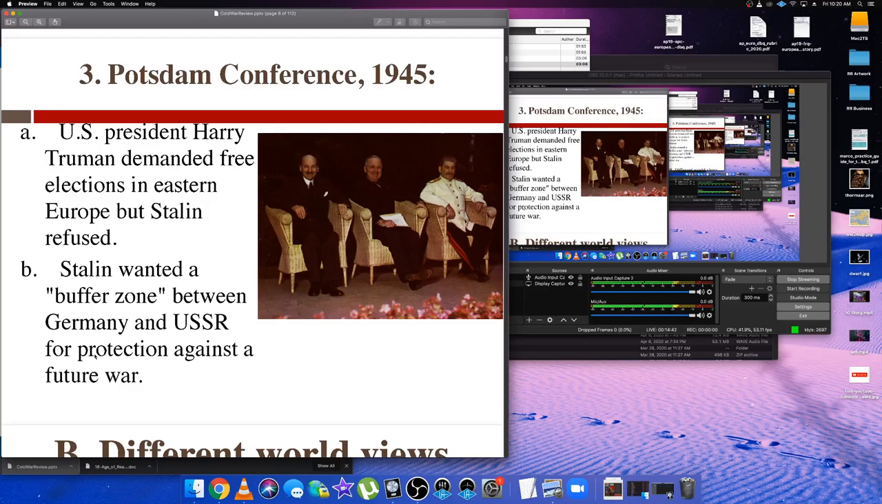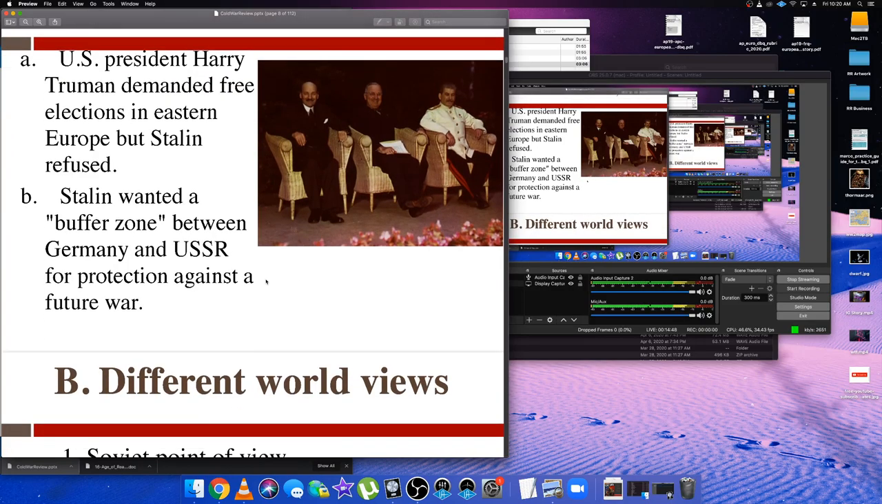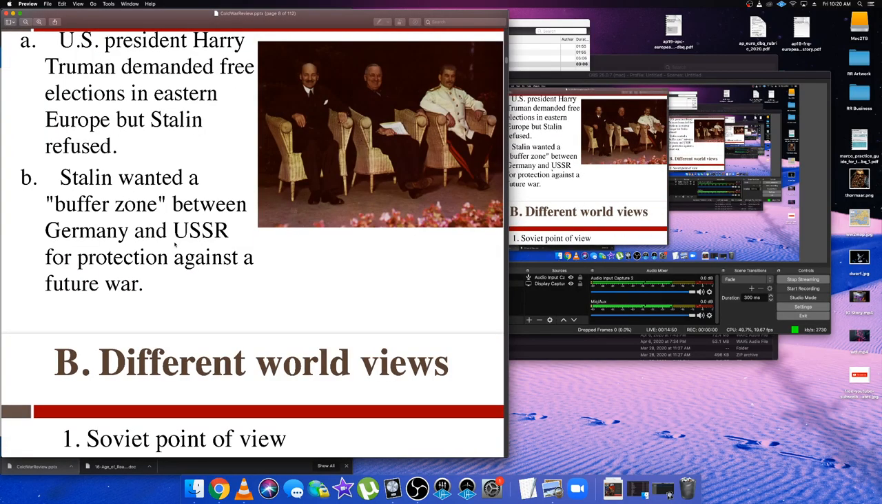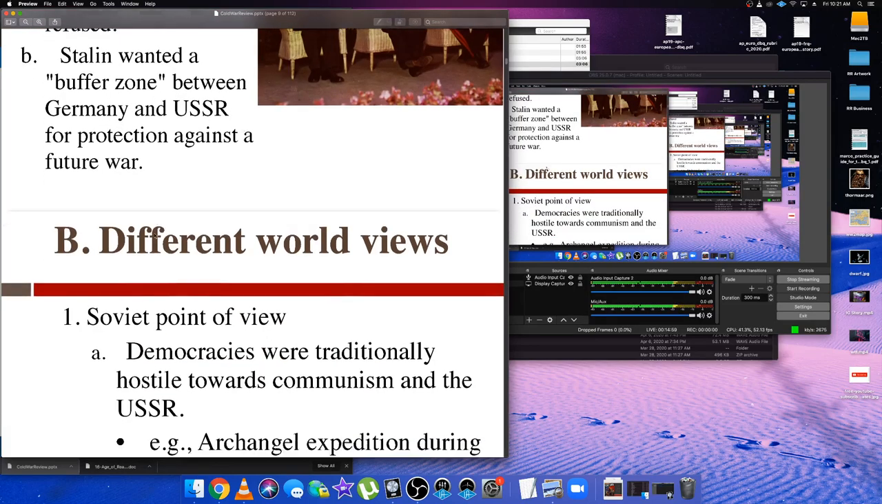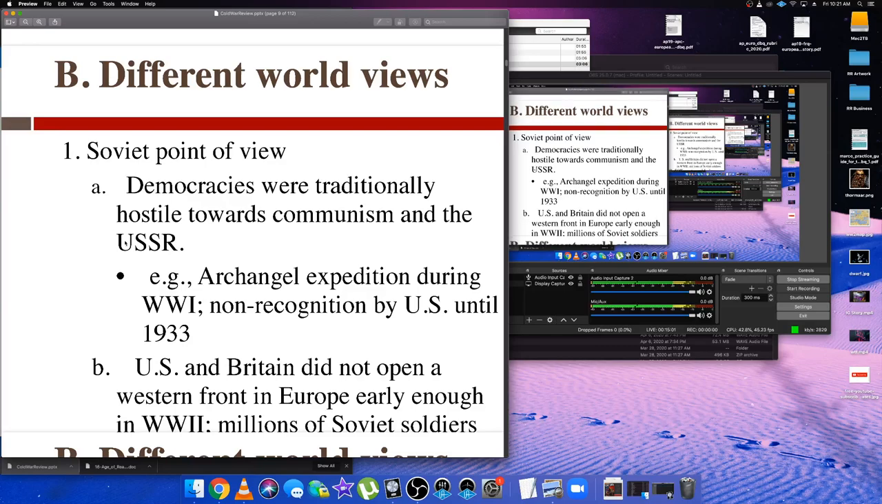And now their military is situated in these places, and Stalin says, we're going to keep our military there because we need this buffer zone. We need this chunk of land, excuse me, between Germany and the USSR to protect ourselves, for protection. Almost like a bumper on your car, okay?